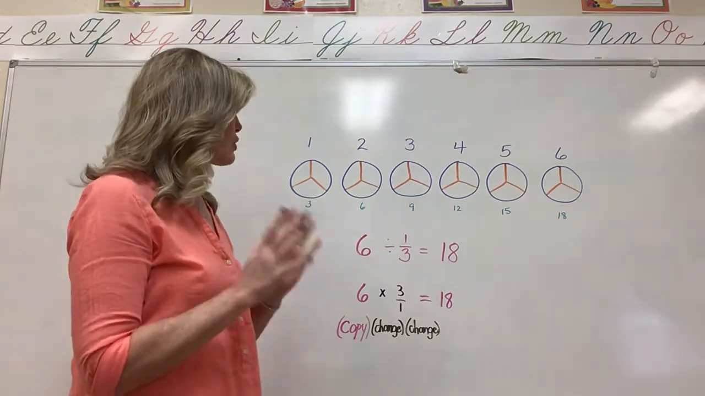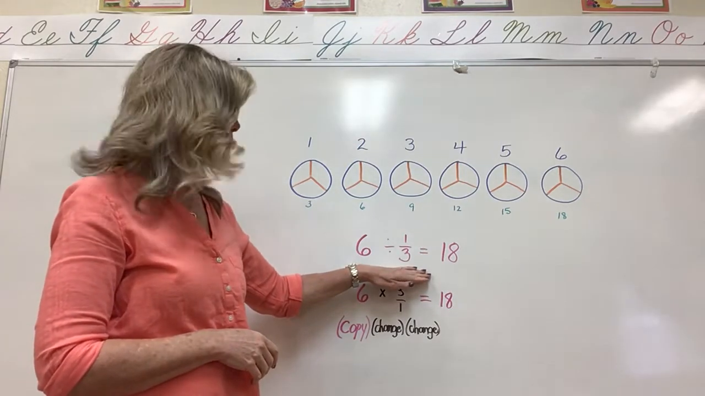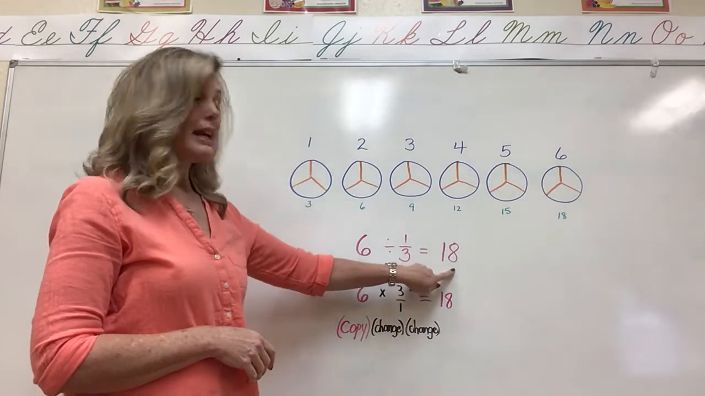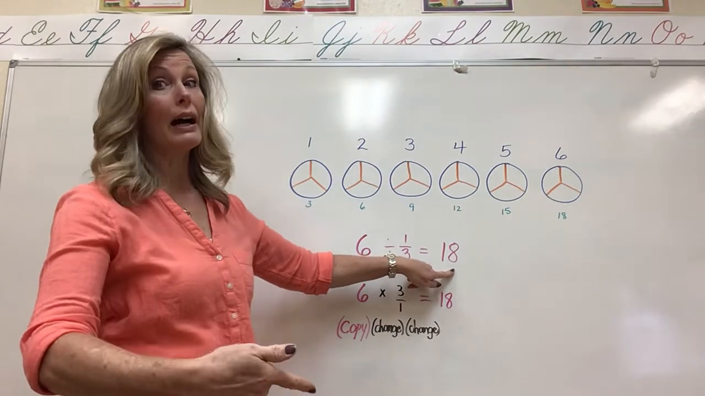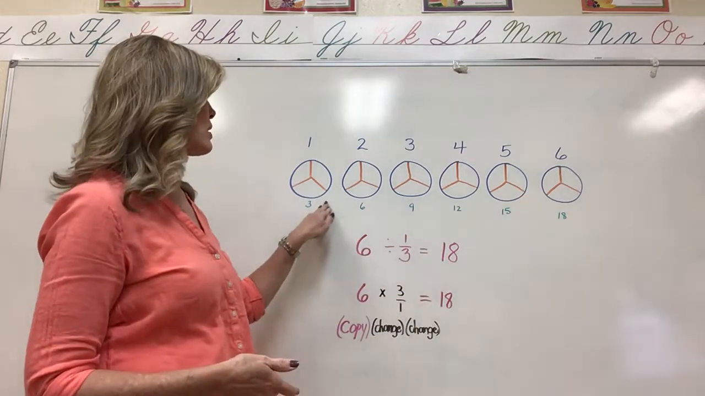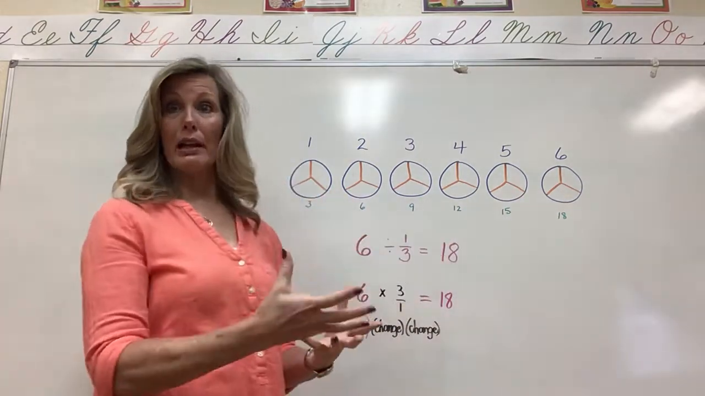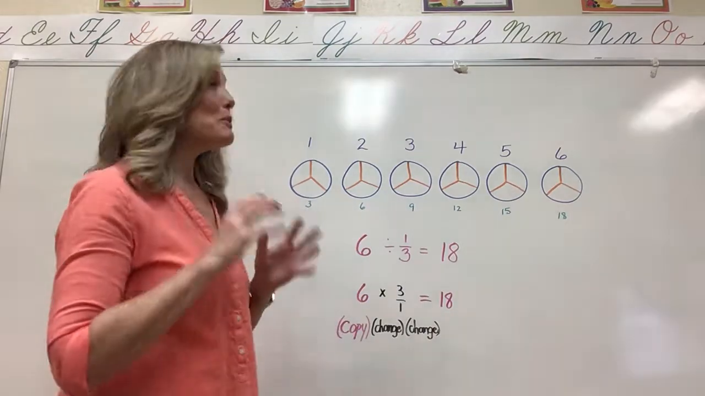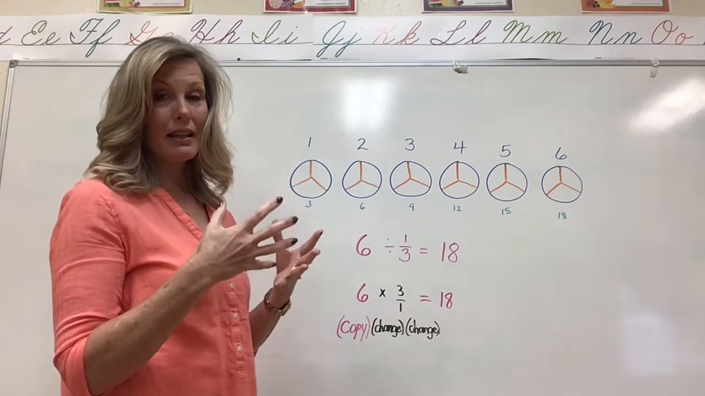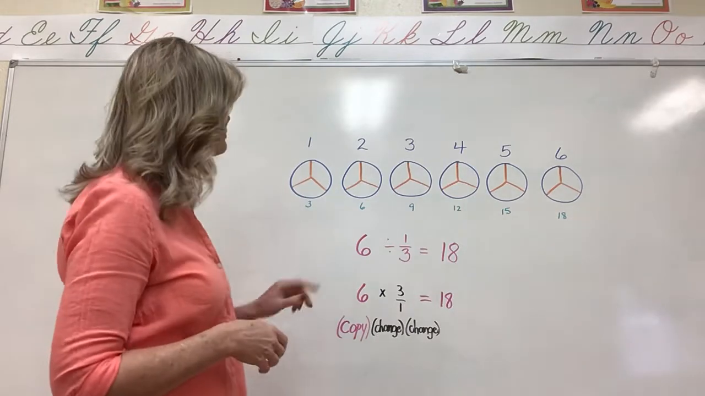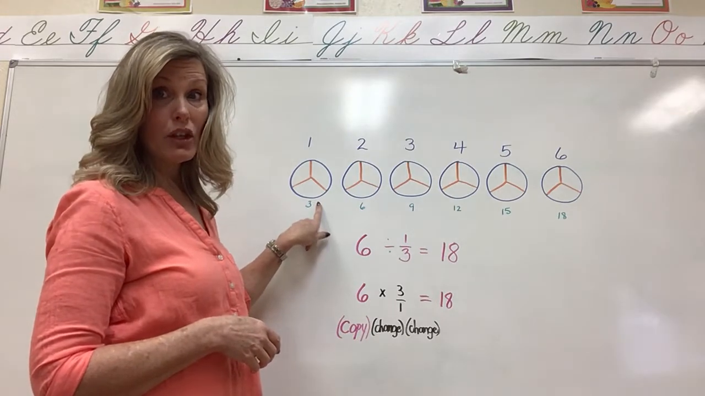All right, so we're starting with this problem here, 6 divided by 1/3. And the answer is going to equal 18. So let's see how we arrive at that answer. First of all, I drew 6 circles. Not exactly the same, but close enough. If you're drawing a picture to go with it, you want to try to make it as consistent as possible. So then I took each circle and I divided it into thirds.